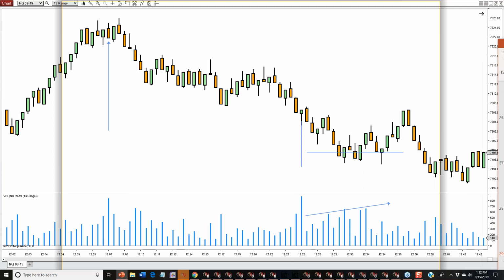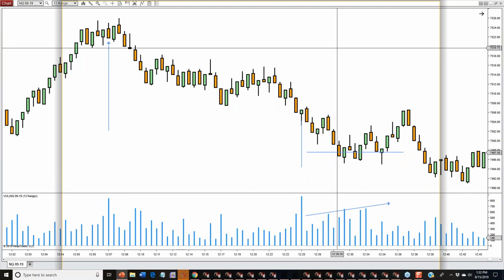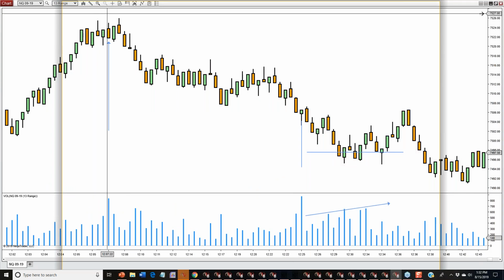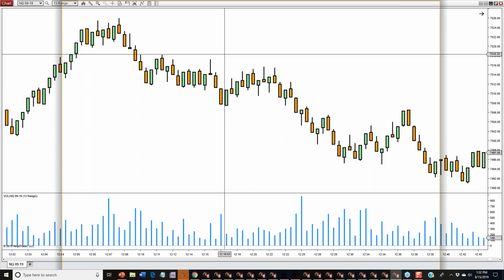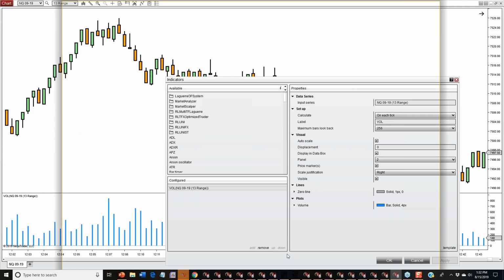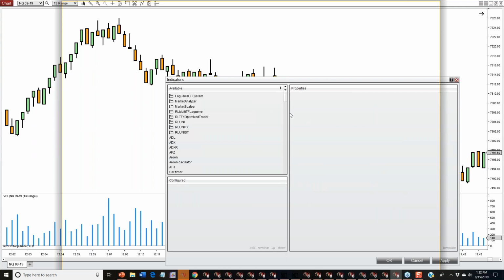And let me switch this chart. First, let me take off all the drawing tools, and then take out the volume. And I'm going to put in the consolidation indicator.